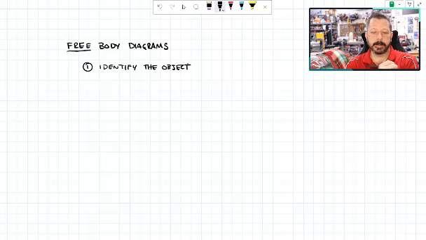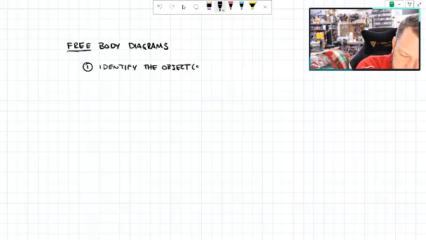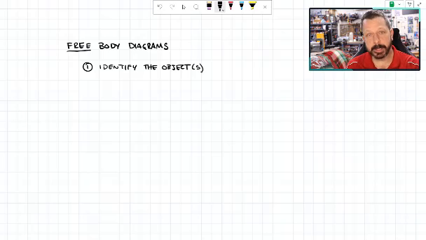So the object, and let me put in parentheses here, S, because the body that goes into your free body diagram could be a single body, like a pin, or a piece of the pin, like maybe just a button on the pin, or a whole bunch of objects assembled into a machine or a frame or a truss or something like that. And so you have to identify what it is that you're interested in.